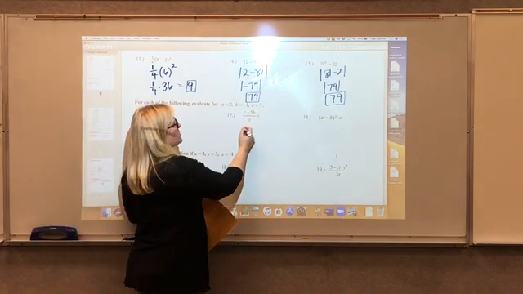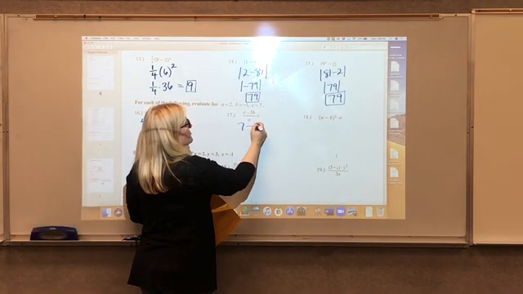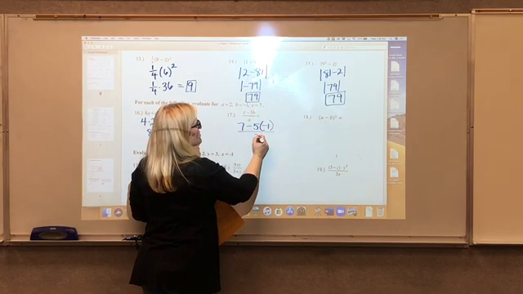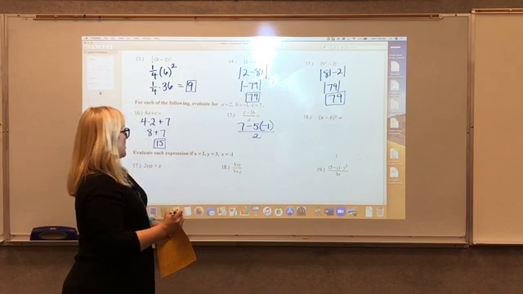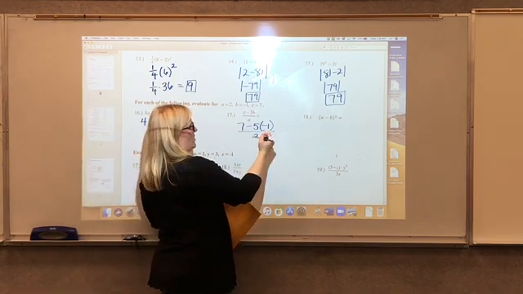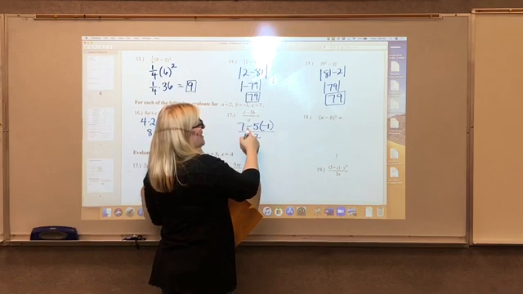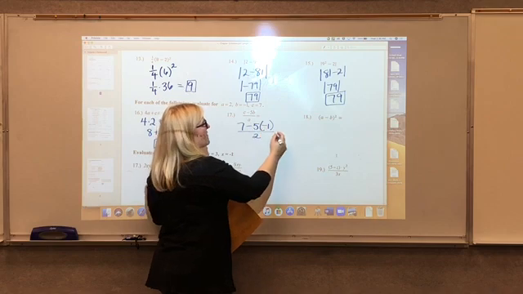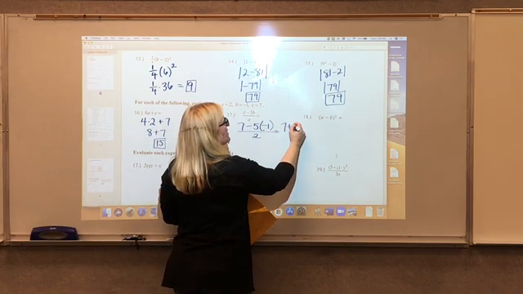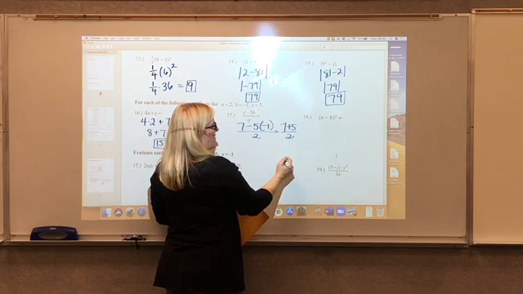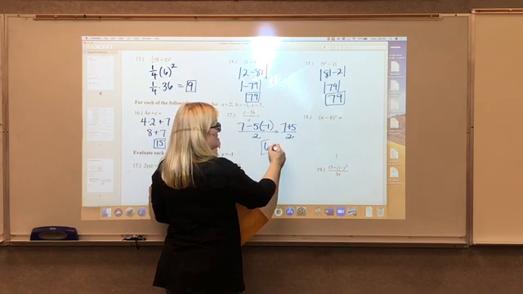Here we have C, which is 7, minus 5 times B, which is negative 1, over A, which is 2. I'm running out of space. Maybe I should have started over here. Okay, so this is 7. Negative 5 times negative 1 is a positive 5. So this is really 7 plus 5 over 2. This is 12. Divided by 2 is 6.